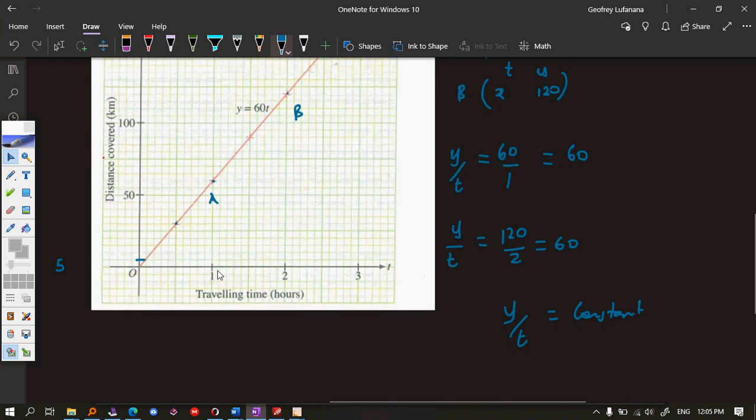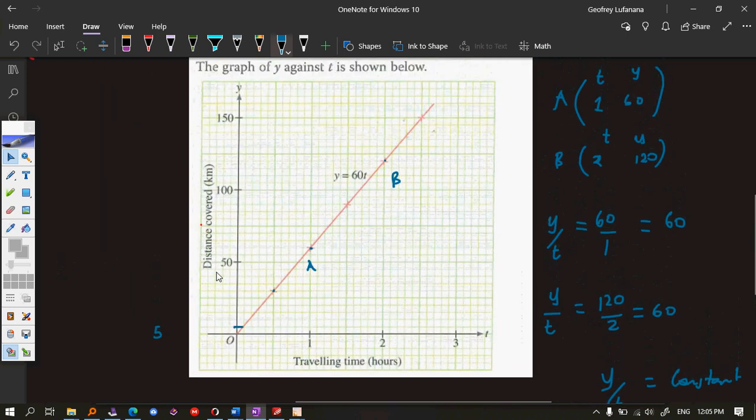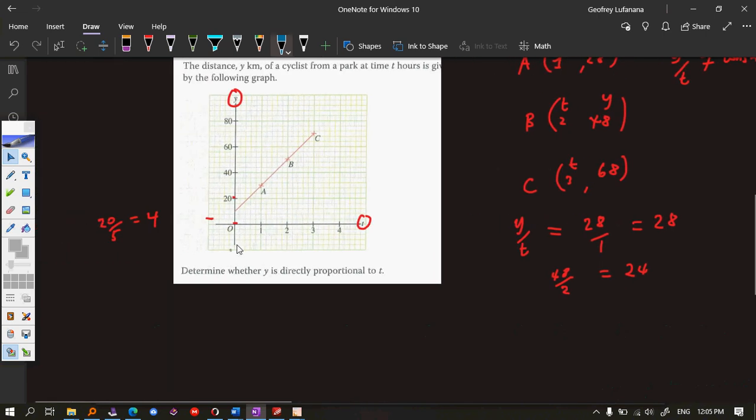One other way you can tell, which we talked about last time, is that your graph has to go through the origin if two variables are directly proportional. And like you can see, this graph does not go through the origin being 0, 0. It doesn't go through the origin, so you can tell straight away from looking at the graph that the variables are not directly proportional.